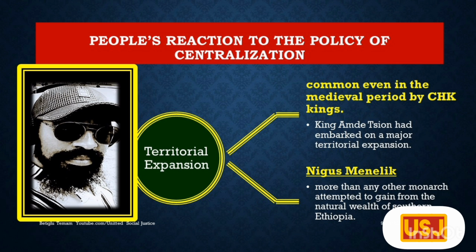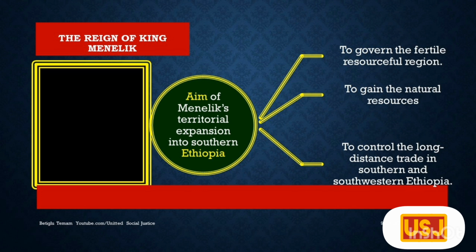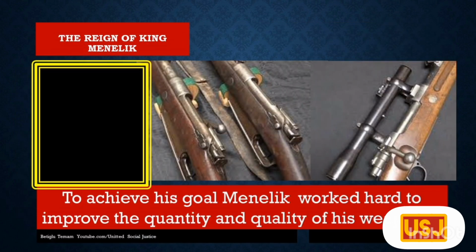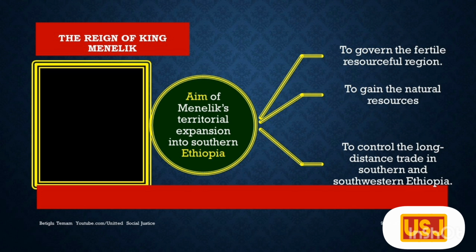When Menelik was king of Shua, he began to expand his territory. Ethiopian export commodities such as ivory, gold, civet, coffee, and even slaves were mostly obtained in these regions. Menelik appears to have attempted to gain from the natural wealth of southwestern Ethiopia, his aim in extending into this fertile region. He worked hard to improve the quantity and quality of his weaponry. Menelik also wanted to control the long-distance trade in southern and southwestern Ethiopia.